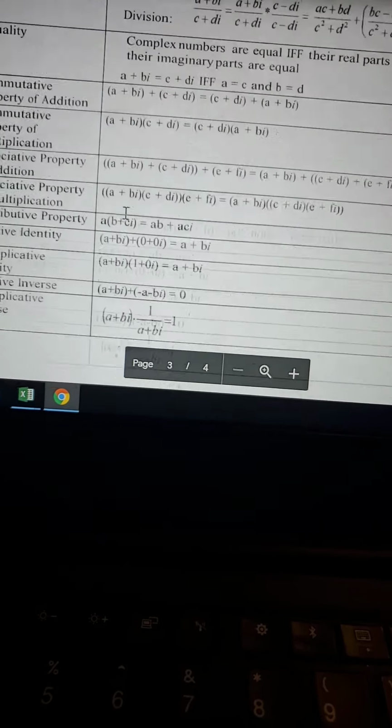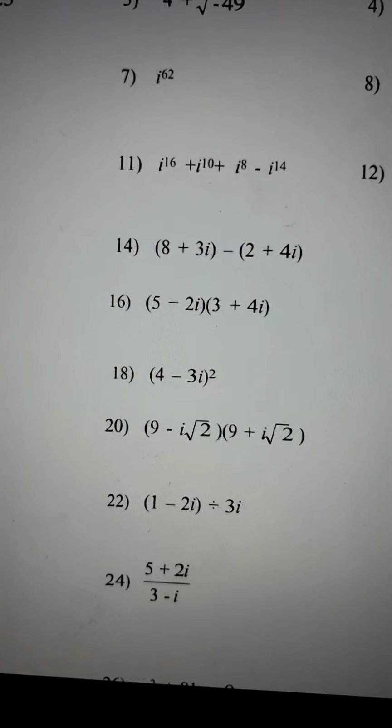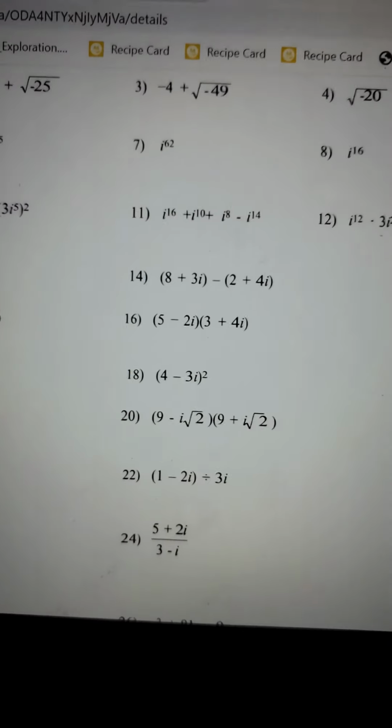Let's just go down and just see what that exponent is. 18. Oh, that is a squared. Okay, so 4 minus 3i squared. Just a little 2 right there. So I'm going to write it out twice.